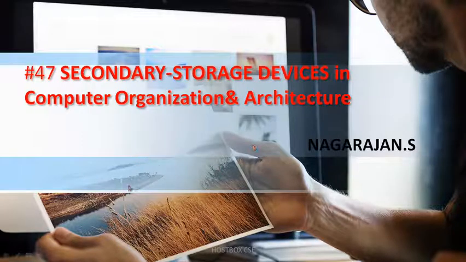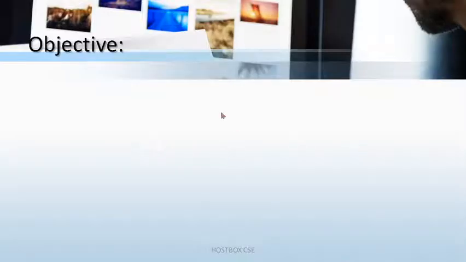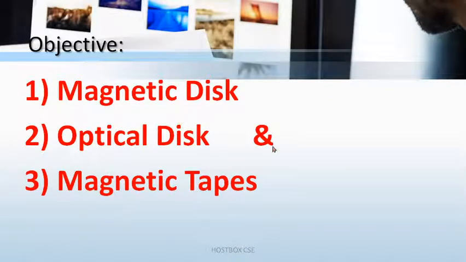You may have studied some basic computer science papers in the first year of your BTech, but not in detail. Today we are going to see which secondary storages are important today, how they work, how the data is organized, what the advantages are, and what the structure of these devices is, with some real-time examples. So the objective today is to learn about the magnetic disk, the optical disk, followed by magnetic tapes.